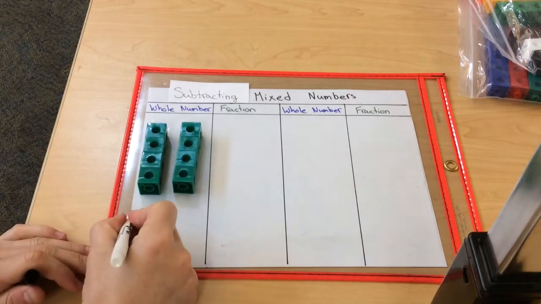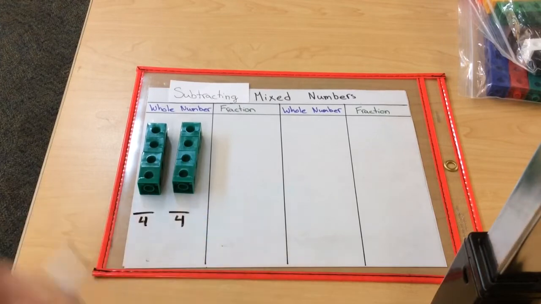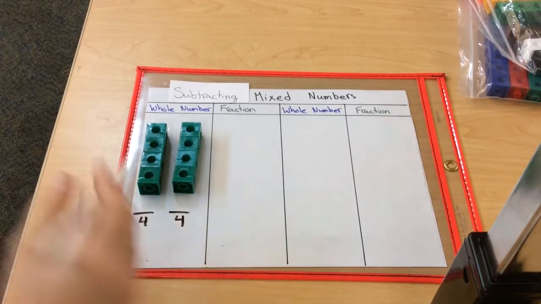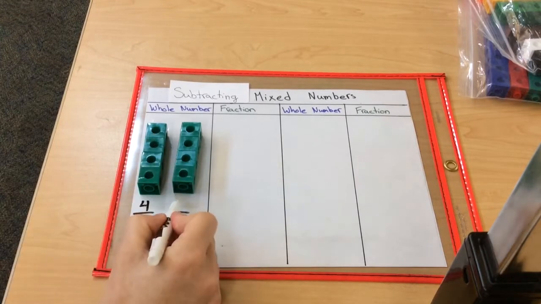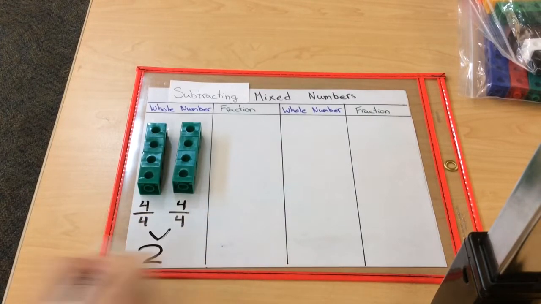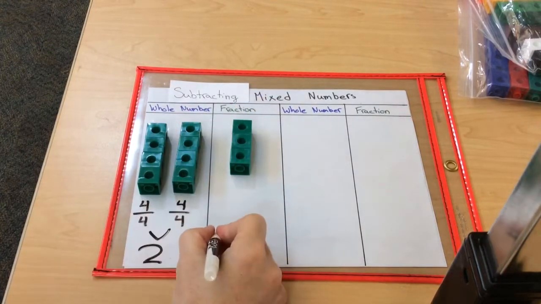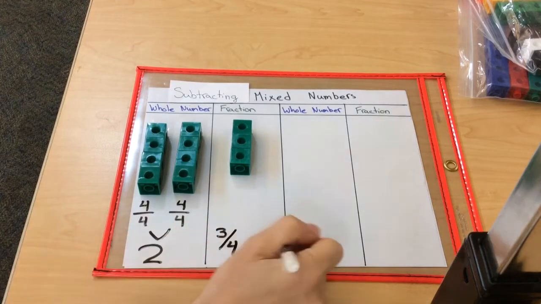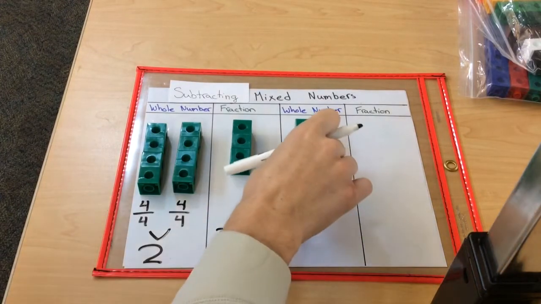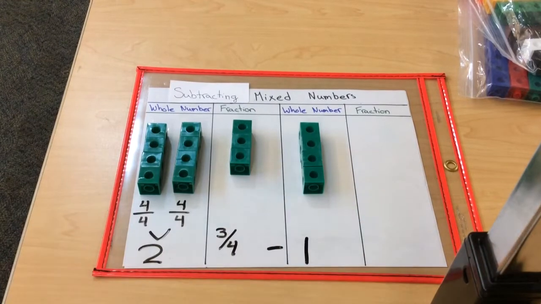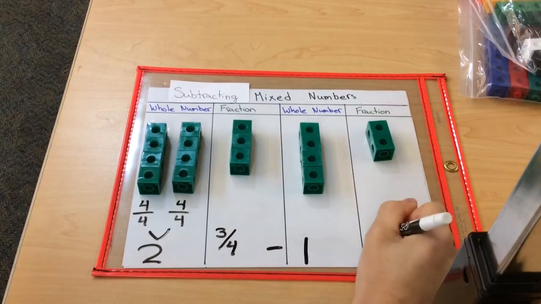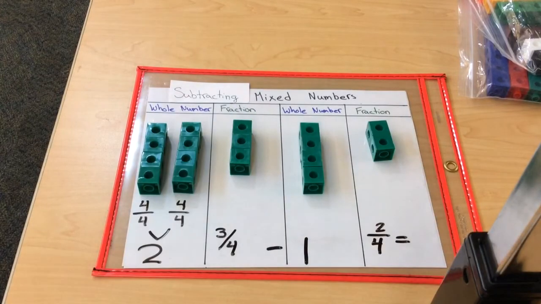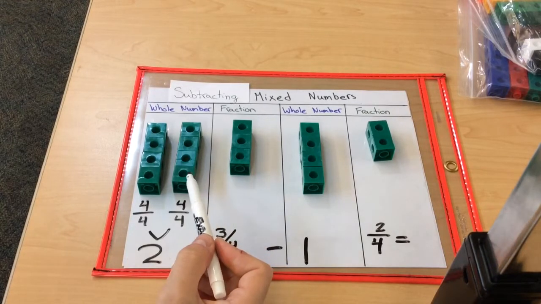Okay. And with this particular question, I'm going to be representing a whole with fourths. So I have 1, 2, 3, 4. I have 4 fourths and another 4 fourths. And together, they make two wholes. And my first fraction is going to be 3 fourths. 1, 2, 3. Okay. Which I'm going to be subtracting, and then I'm going to be subtracting one whole, and my fraction will be 2 fourths.